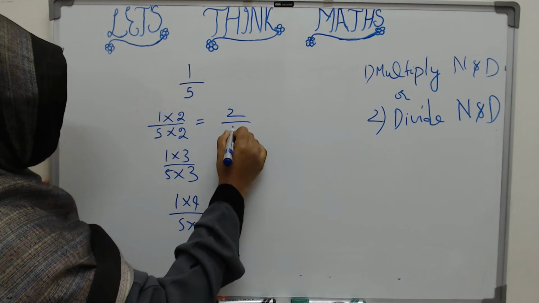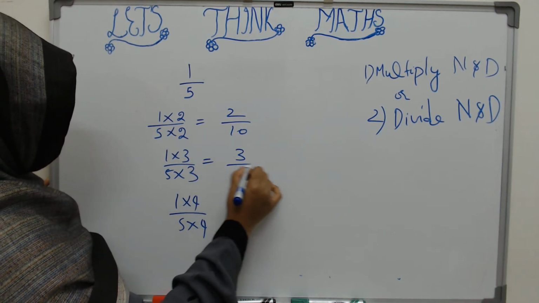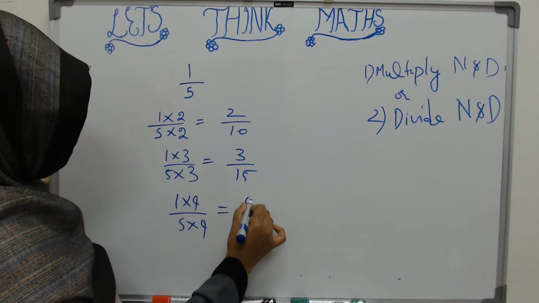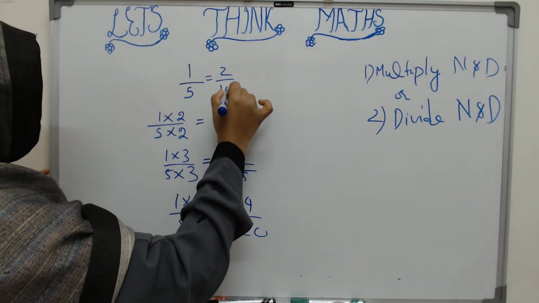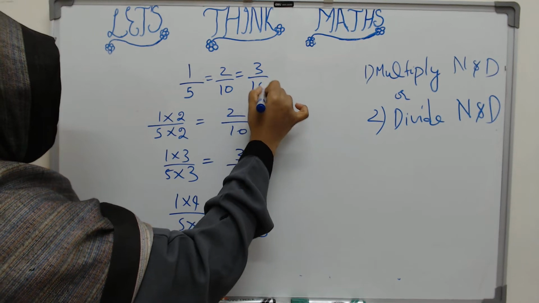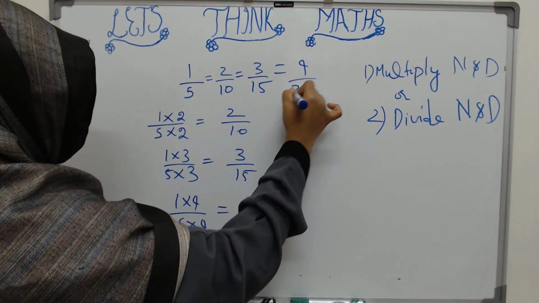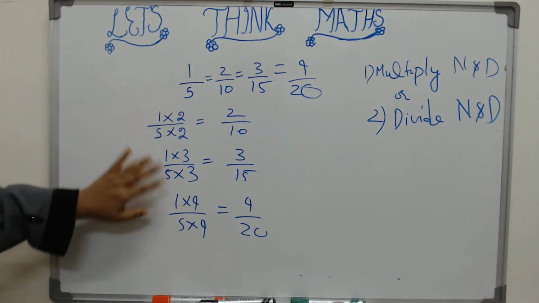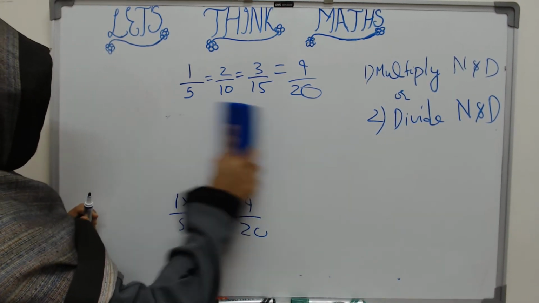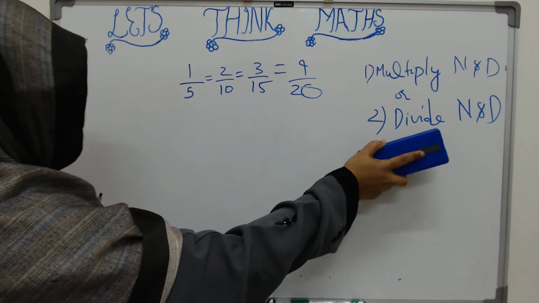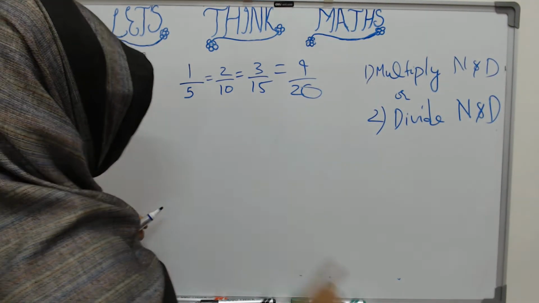So this will be 2 by 10, 3 by 15, 4 by 20. All are equal. So here you can get as many equivalent fractions as you want. Now let us see an example where we will divide and find equivalent fractions.